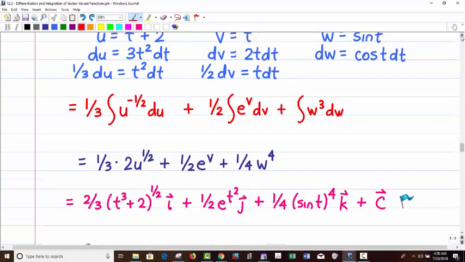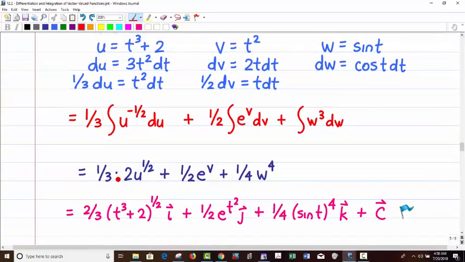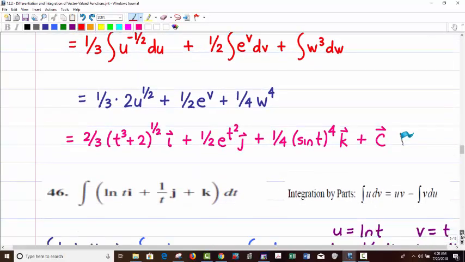Now I'll go back up here so we can see what the u's and everything were. So we have 2/3 u to the 1/2, which is 2/3 (t cubed plus 2) to the 1/2, i. And then 1/2 e to the v will be 1/2 e to the t squared, right there. And then 1/4 w to the 4th will be 1/4 sine of t raised to the 4th power. And plus the C vector. Very good.